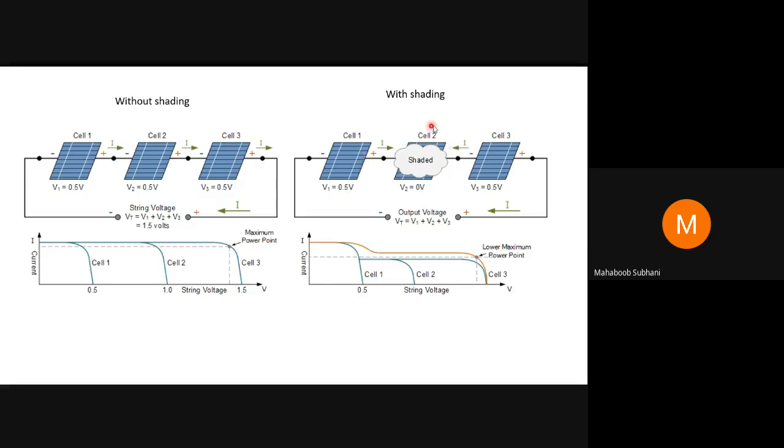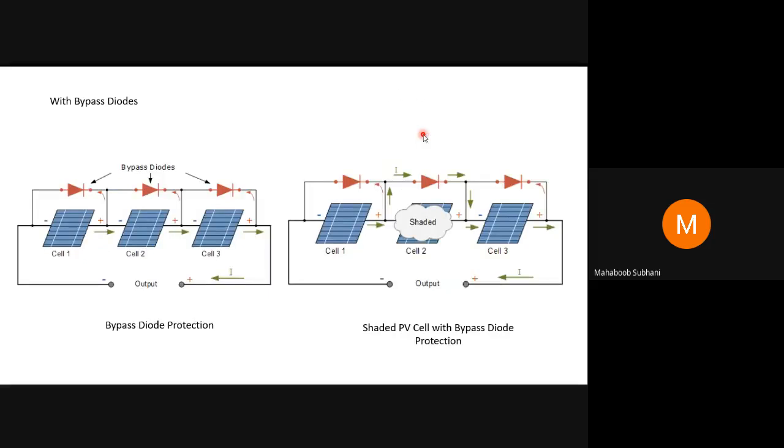Now, how do we overcome this kind of loss in a solar powered vehicle? In that application, bypass diodes come into the picture. Now, what are these bypass diodes? See, a bypass diode generally just bypasses the current flow direction. That's it. And then it protects the cell.